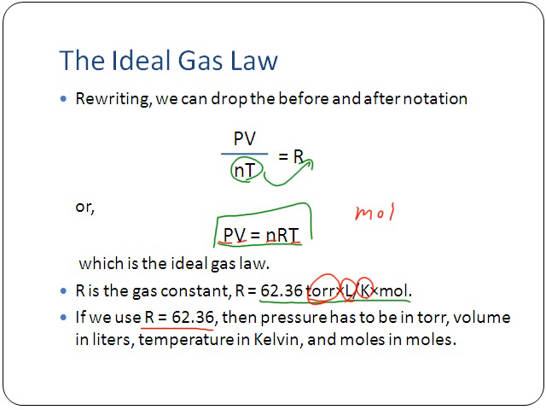Unlike the combined gas law, where you can use any unit of volume or any unit of pressure you want, as long as it's the same on both sides, the ideal gas law requires that you use a certain set of units. In this case, the set is torr, liters, Kelvin, and moles. Pressure has to be in torr, volume in liters, temperature in Kelvin, and moles in moles if you're going to use 62.36, which we will for this class. So let's try an example.